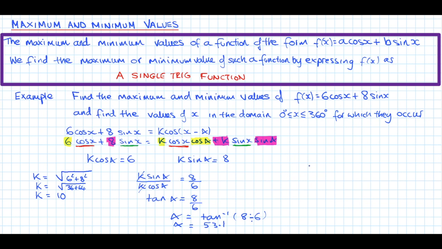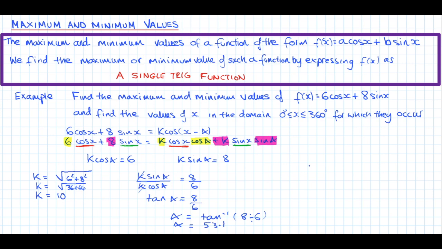Now we're going to look today at maximum and minimum values, and we want to find the maximum and the minimum value of a function of the form f of x is equal to a cos x plus b sin x. Now if you were asked to do that, you would have to express it as a single trig function. Right at the outset, we said expressions like a cos x plus b sin x occur frequently in applied maths, and it's very useful to be able to express it as a single trig function.